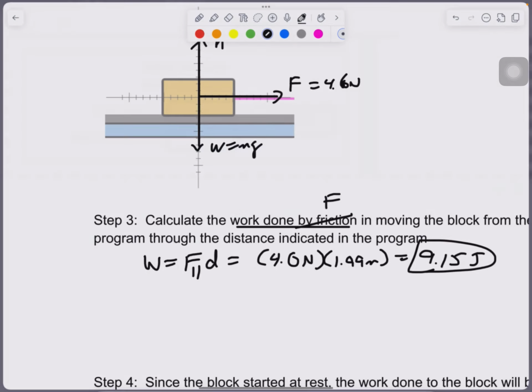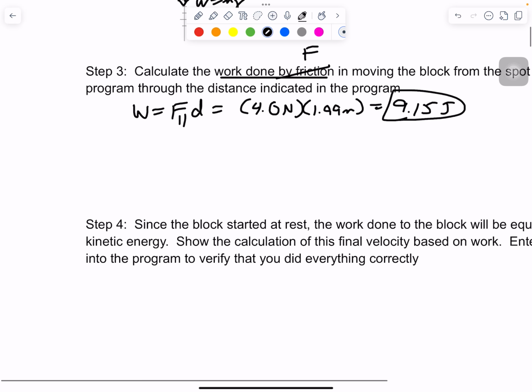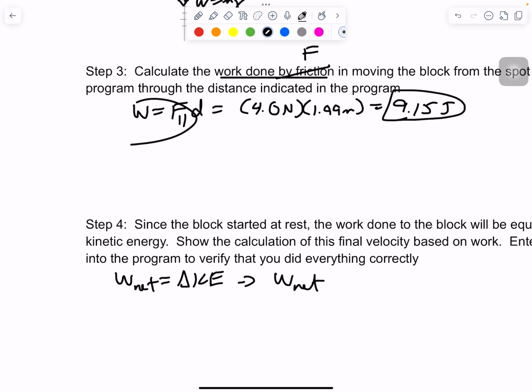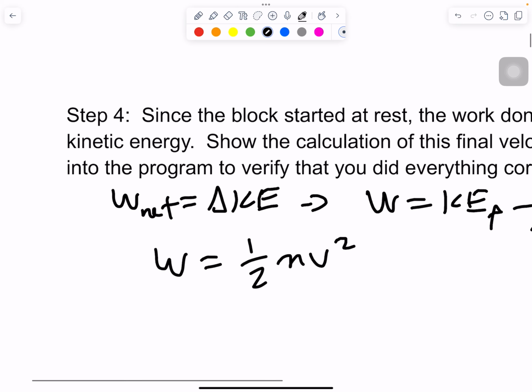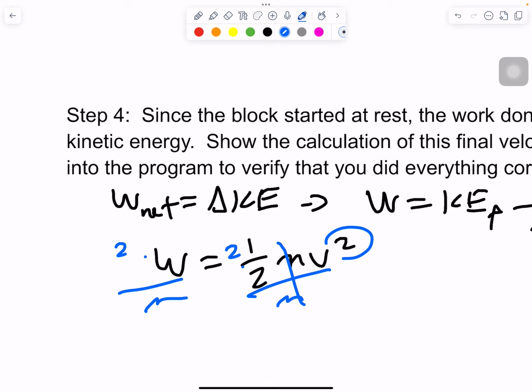Now the final velocity. What I'm going to do to get the final velocity is this. The net work is equal to a change in energy. Specifically, in this case, it's going to be a change in kinetic energy, which means that net work, which is going to be the work I calculated, is going to be equal to kinetic energy final minus kinetic energy initial. But your object started from rest. So that is our equation there, which basically means the work is equal to 1/2 mv squared. Solving for speed, we'll multiply by 2, divide by mass, and then square root.